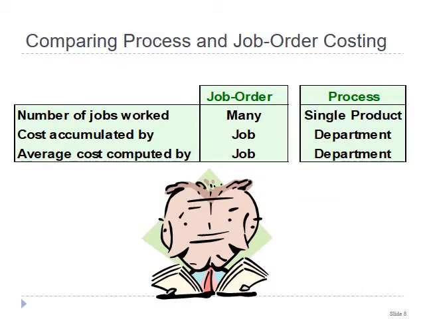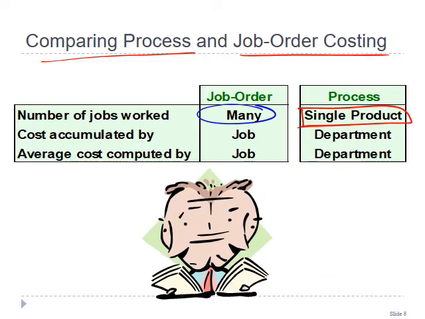This slide basically compares the process costing with the job order costing. So the first comparison is that with the job order costing, there are many jobs going on during the period, whereas with the process costing, a single product is produced for a long period of time.